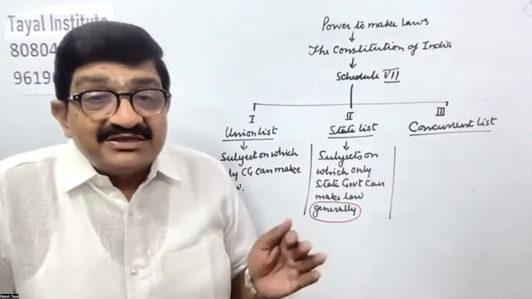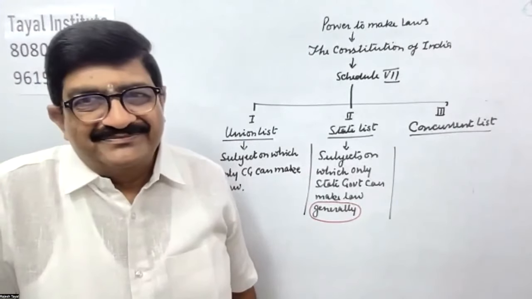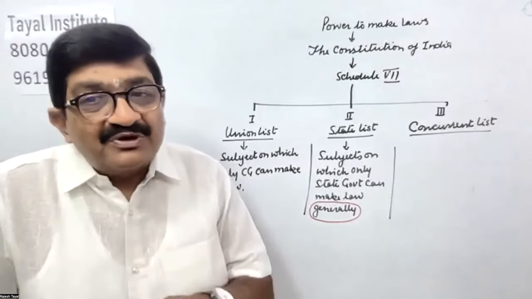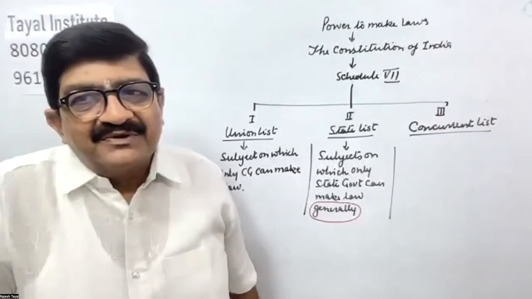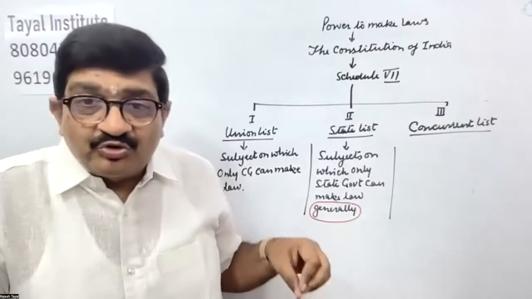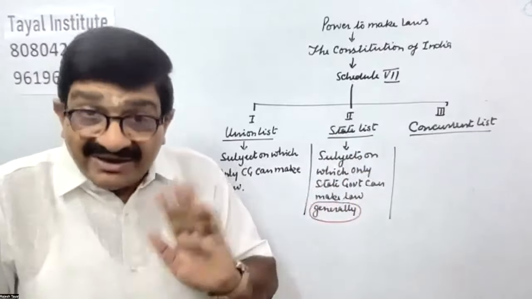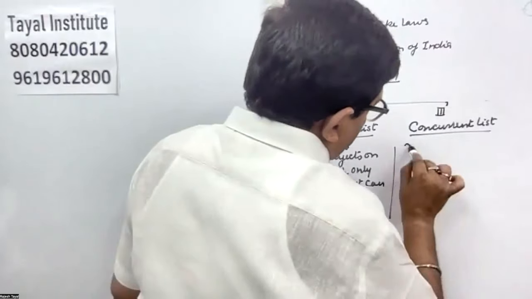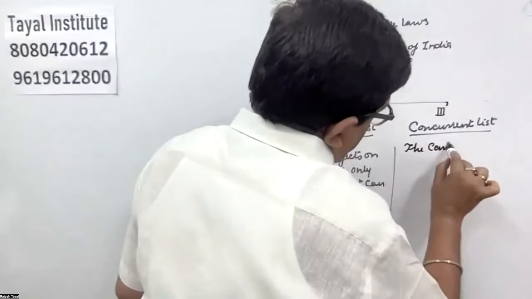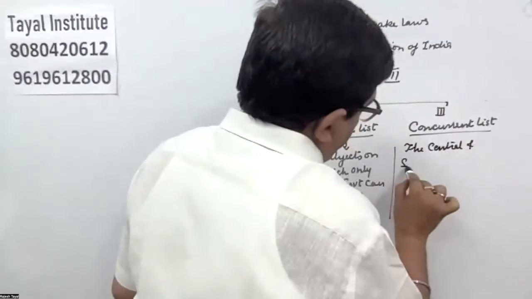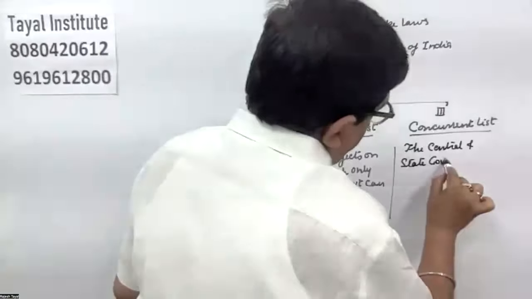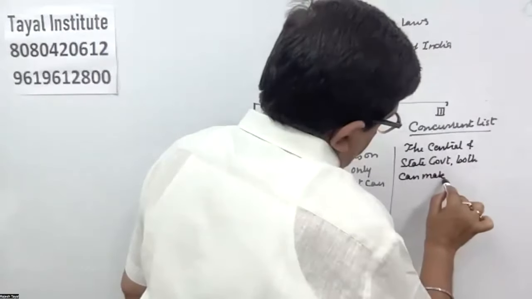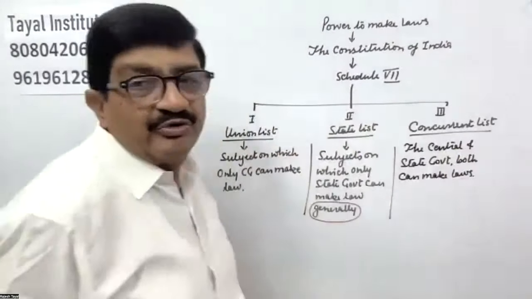In addition to that, if the state is under President's rule, or two or more states make an application to the central government that this is a common subject for us and you make the law for both of us. So generally the state government will exercise the right, but in a given situation, these are subjects on which the central government can also make the law, but conditionally. Same is this: under this list, the central and state government both can make laws.